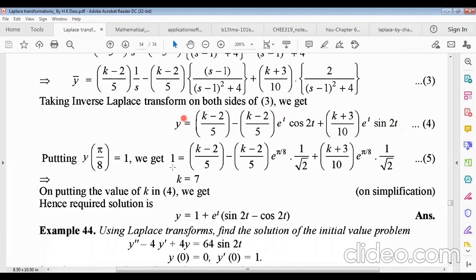So y(5/8) will be 1, and k minus 2 divided by 5 times e to the power 5 by 8 cos of 2 into 5 by 8, which is 5 by 4. Cos 5 by 4 means cos 45 degree, which is 1 by root 2. Then (k plus 3) by 10 e to the power 5 by 8 sin 2t, sin 45 degree after putting t equals 5 by 8, so also 1 by root 2. From this relation we can find k equals 7. On putting the value of k in equation 4, we get the solution of the required differential equation.